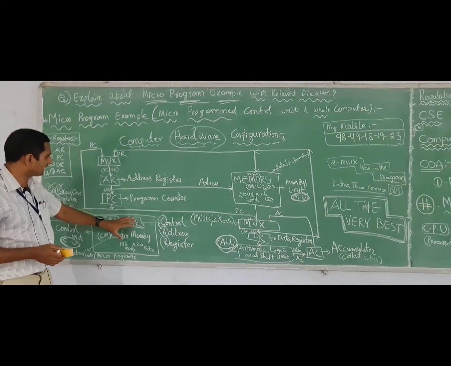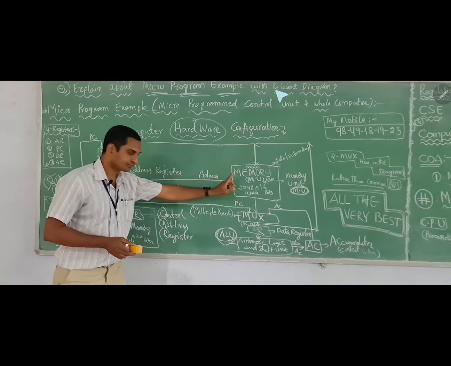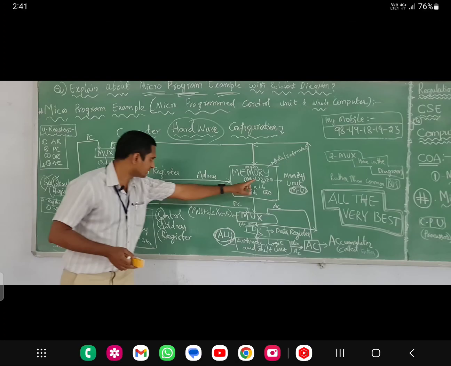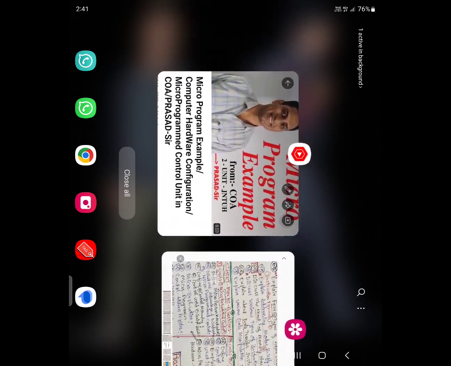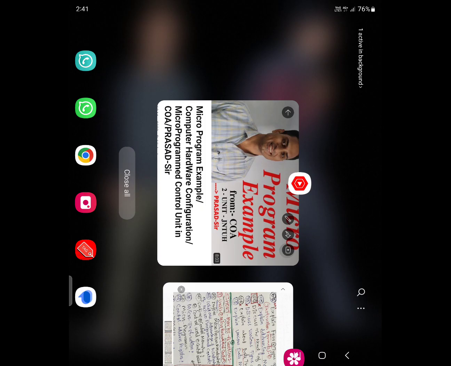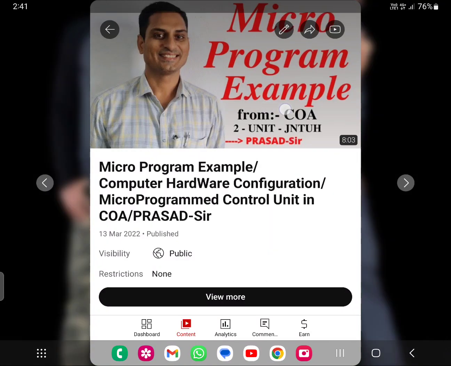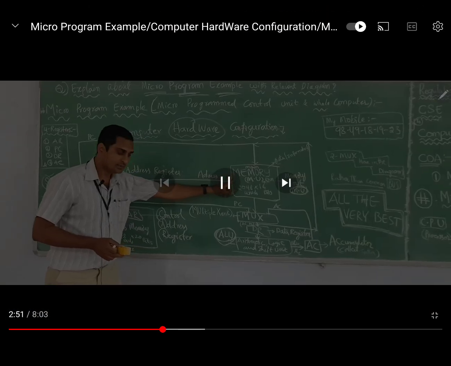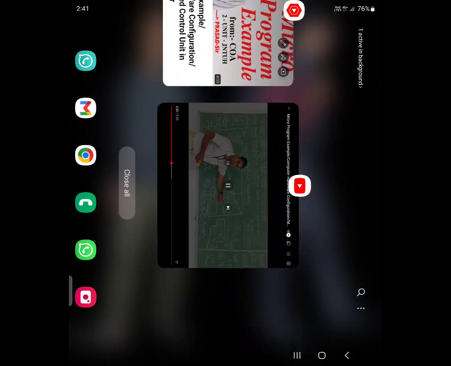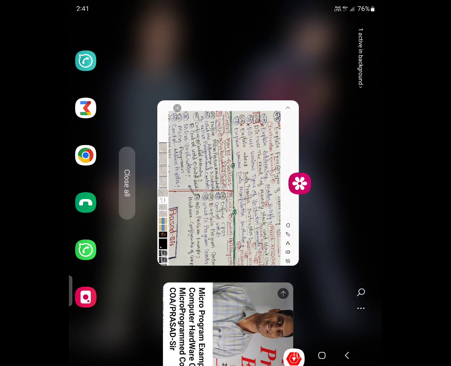Here the diagram will be like this. Here we have one box. See, I explained very clearly and simply. Many of my subscribers also told me, sir, your explanation is very simple. And one more topic is from this microprogram example. This box is the memory unit, MU. Both are the same. I have covered so many videos.